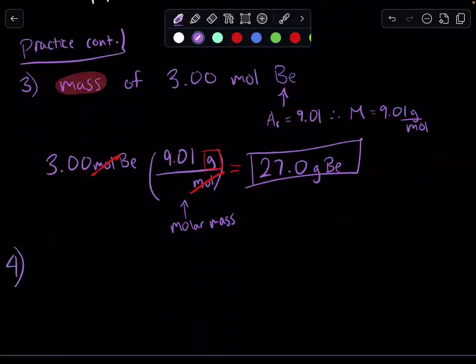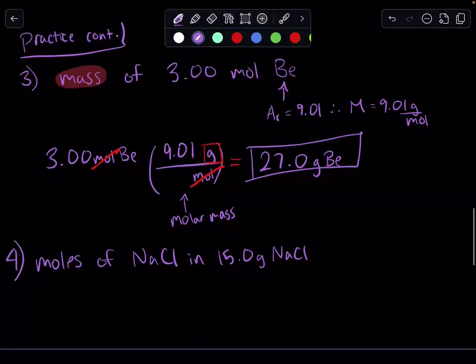Number 4, we can go the other way as well. Moles of NaCl, whoops, that C looks like a lowercase cl, in 15.0 grams of NaCl. So how many moles are in 15.0 grams of NaCl?